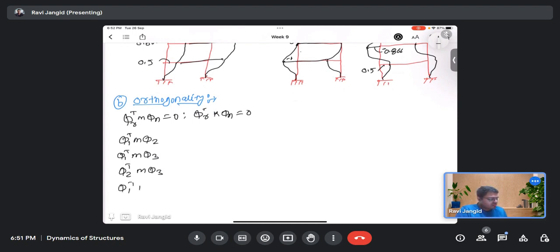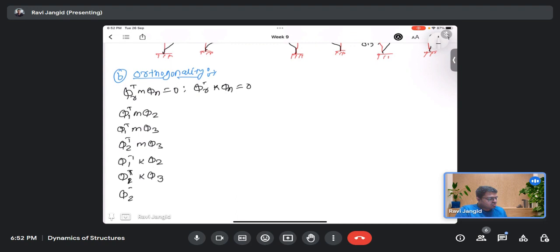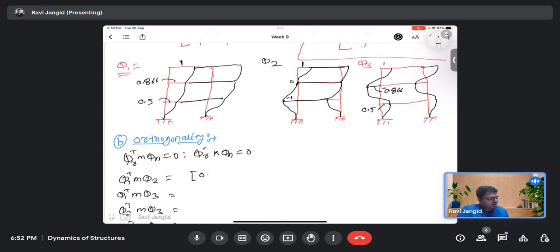Then phi 1 transpose K phi 2, phi 1 transpose K phi 3, and phi 2 transpose K phi 3. So you need to do this. So what is phi 1? Phi 1 transpose we need to take. So phi 1 transpose is 0.5, 0.866, 1.